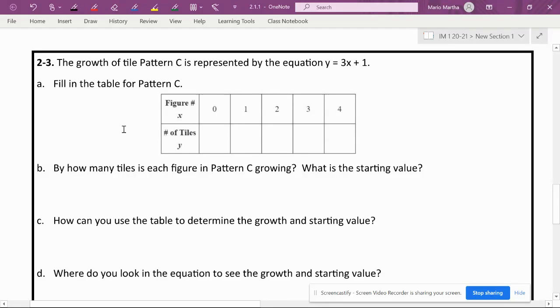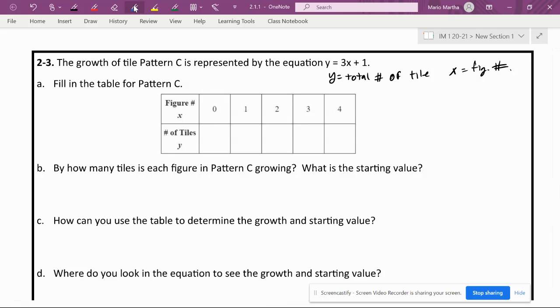Question 2-3. So the growth of a tile pattern C is represented by the equation y equals 3x plus 1. So remember again, y here represents the total number of tiles. And then again, x represents the figure number. So here it says fill in the table for pattern C.